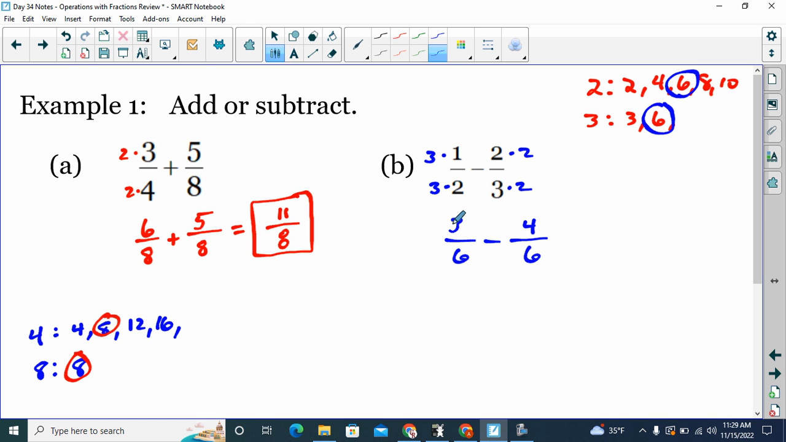We add, or in this case subtract, the numerators. 3 minus 4 is -1. And we keep the denominator the same. Finally, reduce if you can. The numerator is 1, so there is nothing I can divide both the numerator and denominator by.